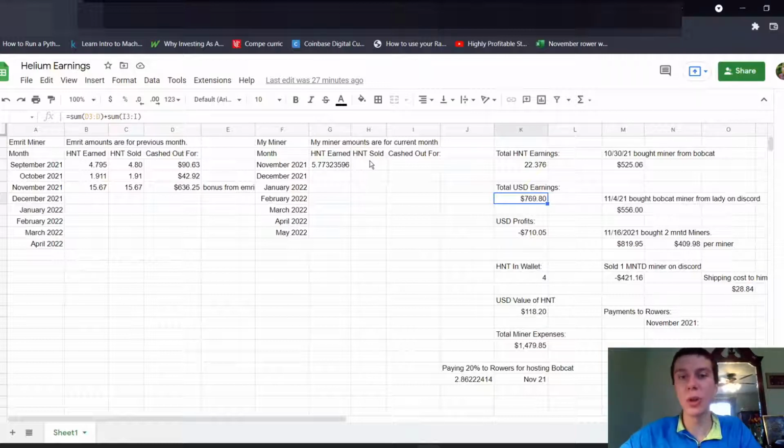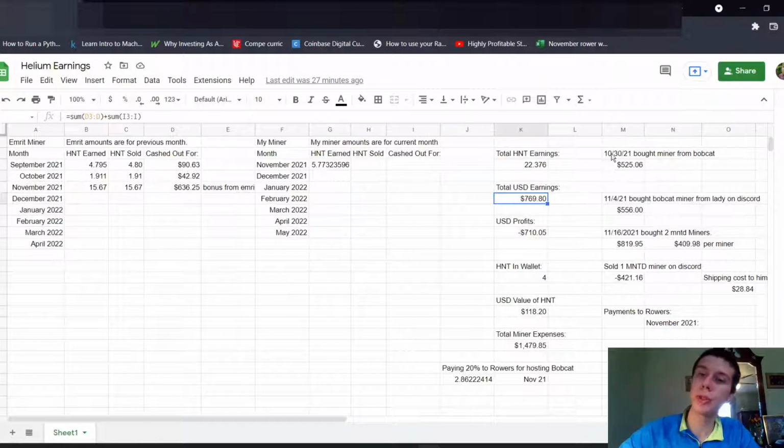But I actually haven't sold any of this that I earned in the month of November quite yet, because the price of most cryptos, including helium, has actually dropped pretty drastically over the past few weeks. So I'm just sort of waiting for it to recover a little bit, and then I'll probably sell that for maybe around $200.